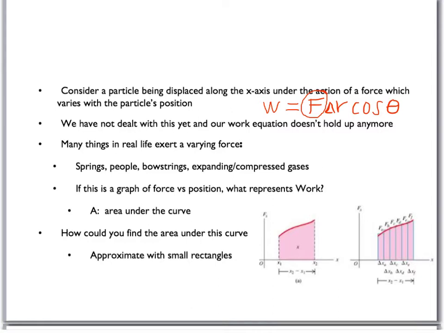There are lots of things in real life that exert varying forces. Springs, people, bowstrings, an expanding or compressed gas. There are lots of examples of things that will exert forces that actually change with position. So let's say that these graphs down here are an example of this varying force. Notice that the force started out weaker and it grew in strength and got stronger as the particle was moving along. The question is, what about this graph is now actually representing the amount of work done?